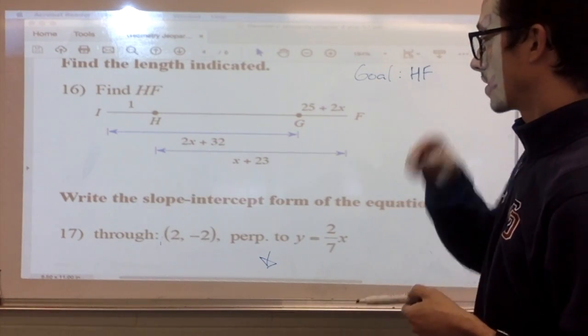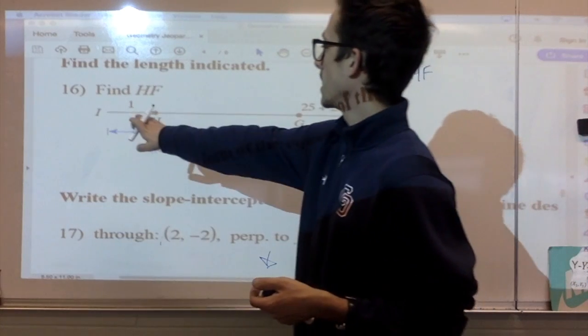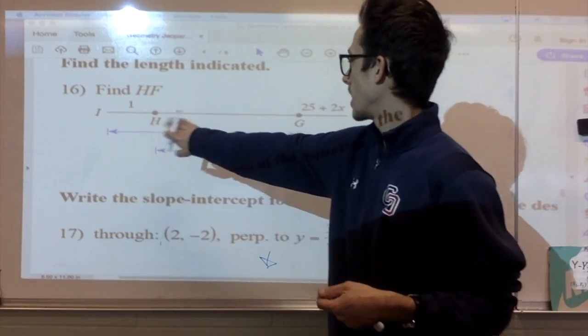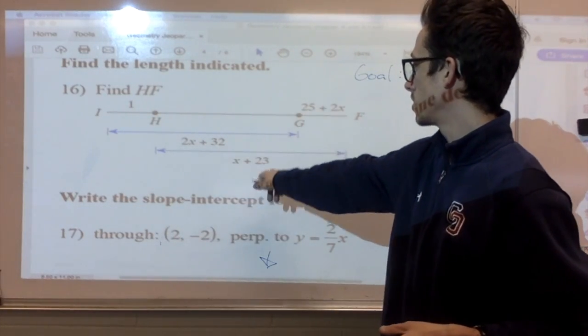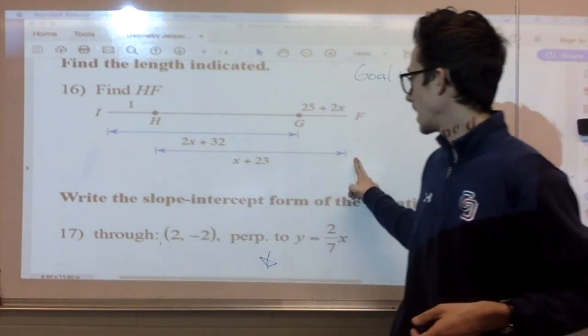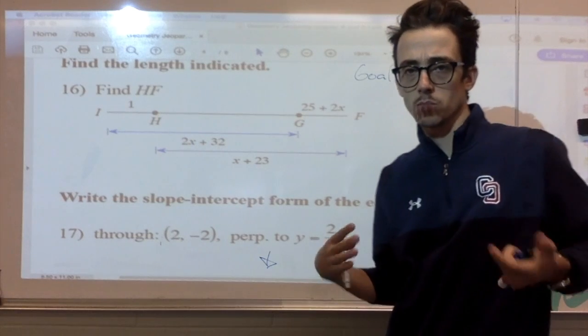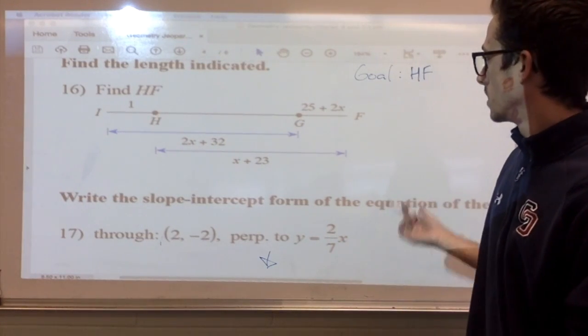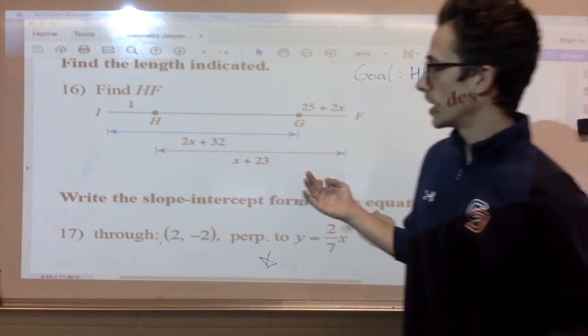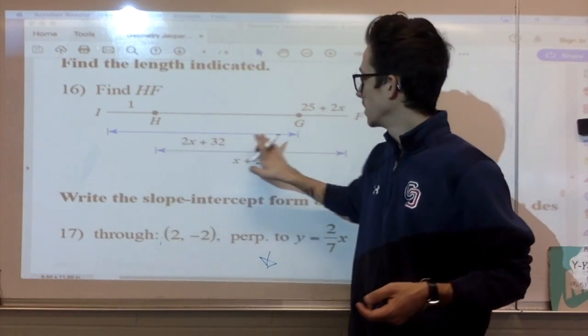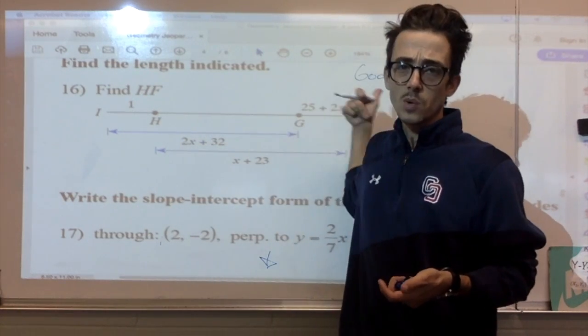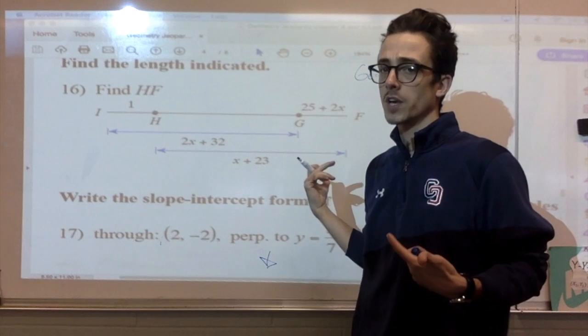So what's given to us? I know that I to H is just one unit. I know I to G is 2x plus 32. I know that H to F is x plus 23. There are a lot of ways that you can break down this problem. The way I'm going to be approaching it is by focusing on H to G, which doesn't quite map out our goal, but that's okay.